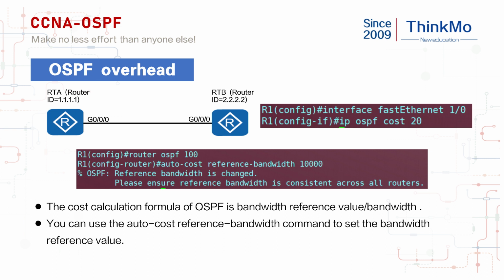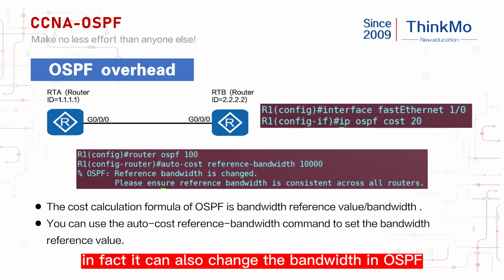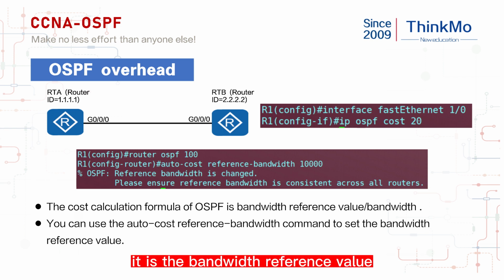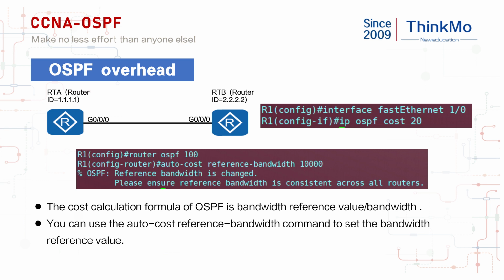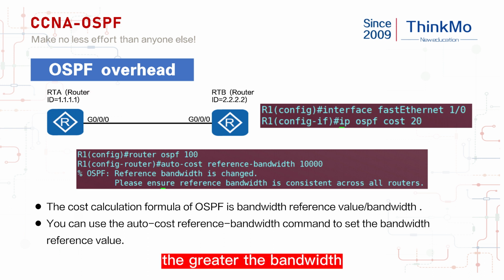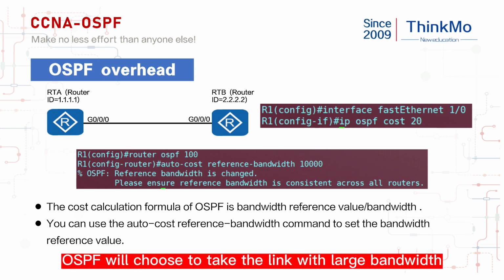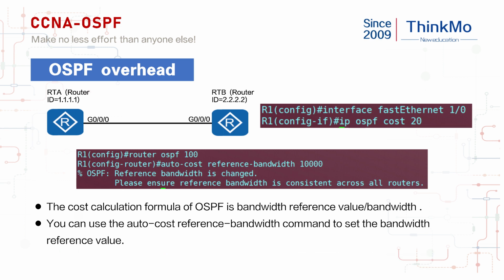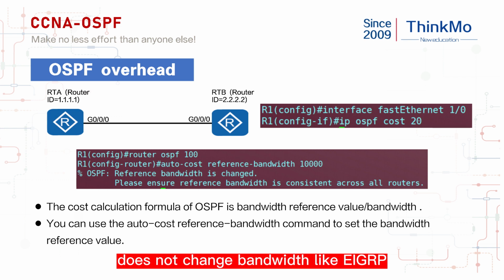Let's make one last point: OSPF cost. It is called metric in EIGRP. Actually, this is the routing metric. In OSPF, it is the bandwidth reference value divided by the bandwidth, and for Cisco the reference is 10 to the 8th. You just need to know that the greater the bandwidth, the smaller the cost, so OSPF will choose the link with large bandwidth. But what we modify here is not the bandwidth like in EIGRP; we just change the cost directly.